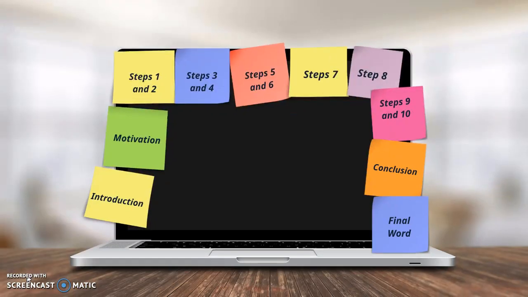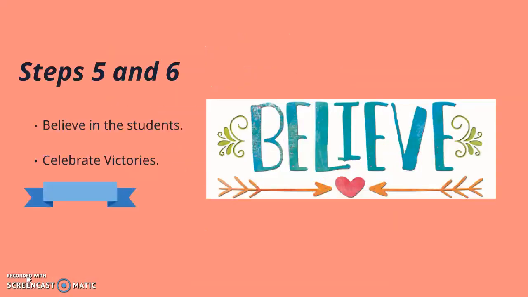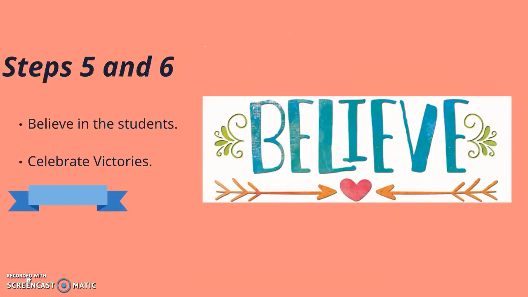So what are steps 5 and 6? Step 5. Believe in the students. If you try to fake it, if you say nice things with a fake smile, they will sense it. If you don't believe in them, they won't believe in you. Step number 6. Celebrate victories, even the baby steps. Try to look at everything as a glass half full.